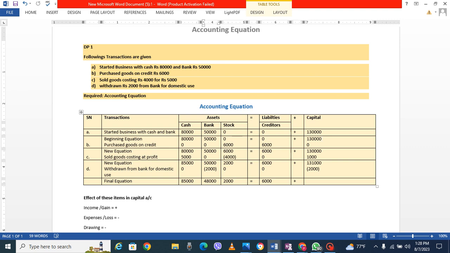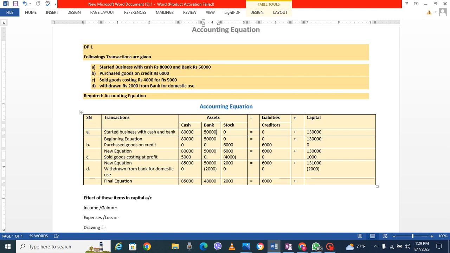So the next transaction is purchase goods on credit, rupees 6,000. That means we bought goods, that means stock is increased. So we have to add it under the stock heading. We have added 6,000 rupees here, but this has no impact on cash and bank. So we placed 0 in both cash and bank. That equals, but we have bought this on credit, so the creditor will be rising, or it will be increased by 6,000 rupees.